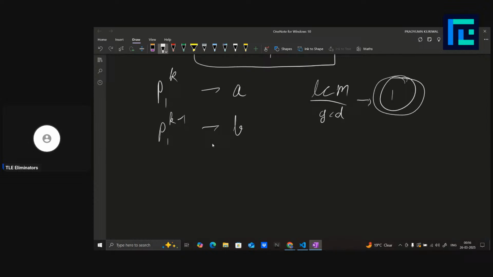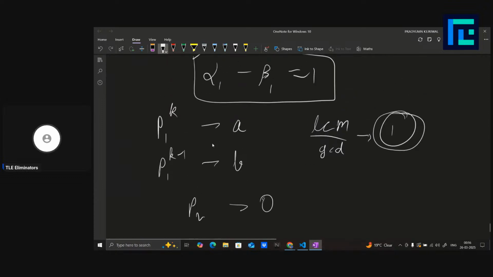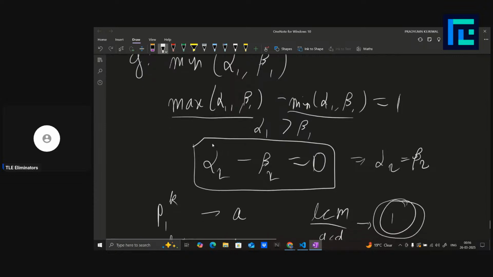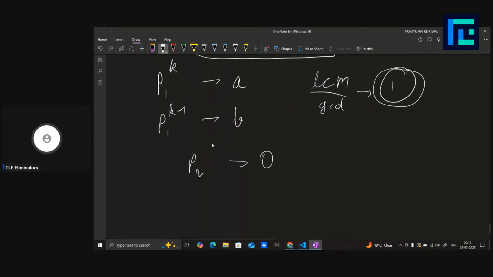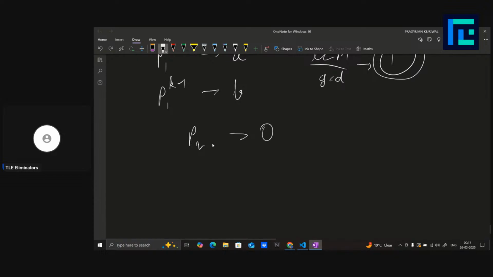But for other primes, let's say p2, we want its power to be 0. That means that alpha 2 minus beta 2 should be equal to 0. So alpha 2 should be equal to beta 2. That means the power of other primes other than p1 should be the same in a and b. The power of p2 should be the same in a and b, right?